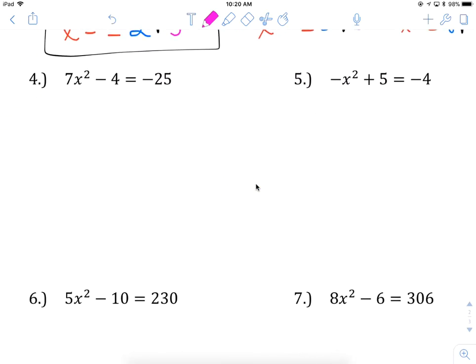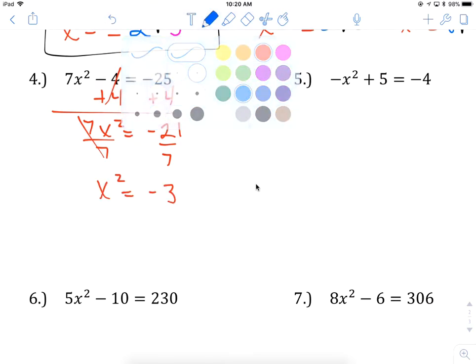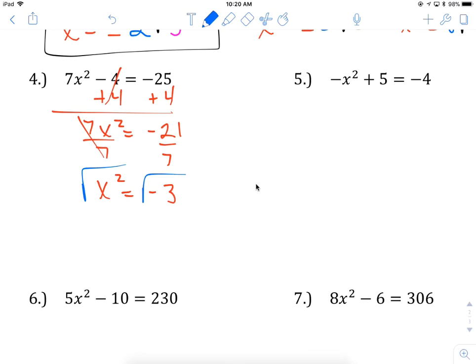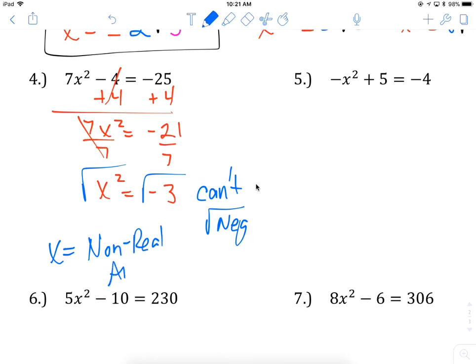Problem number 4. We have a little bit more work going on here. We're going to add 4 to both sides. I have 7x squared equals a negative 21. We're going to divide by 7. X squared equals a negative 3. And when I square root both sides, what's our rule right here? Because remember, we can't square root a negative. So what do we put? We would say x is non-real answers. Okay. All right, we are not going to do all of these.